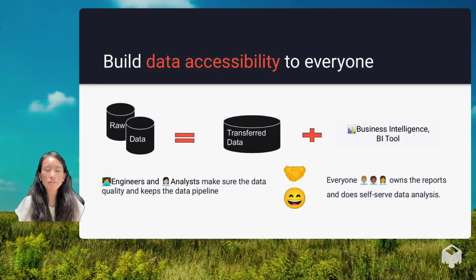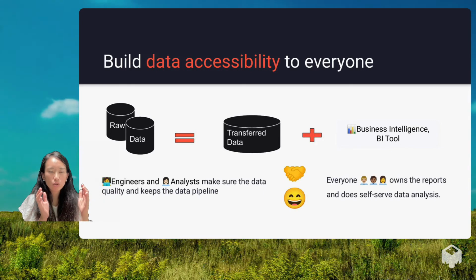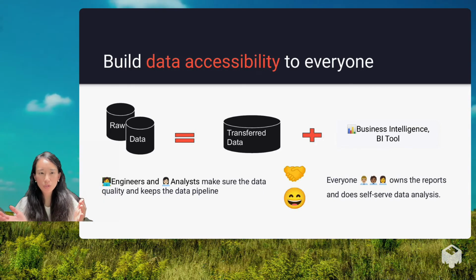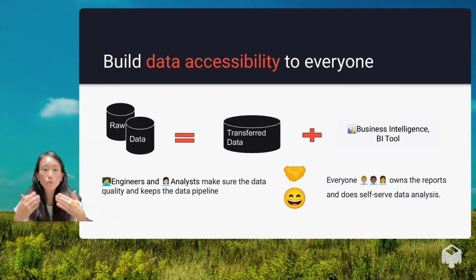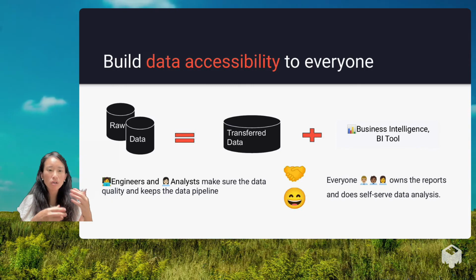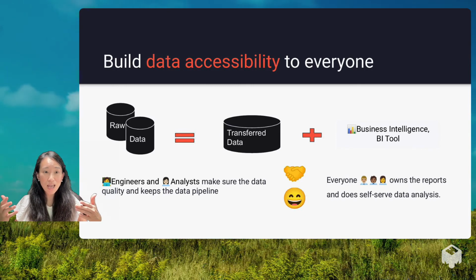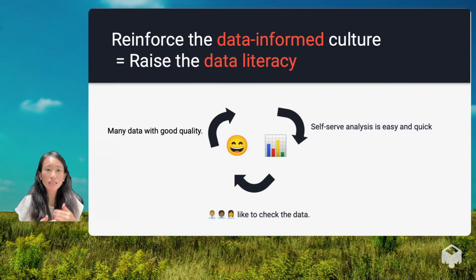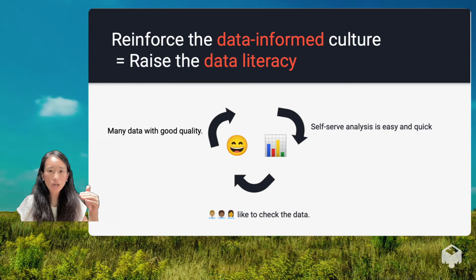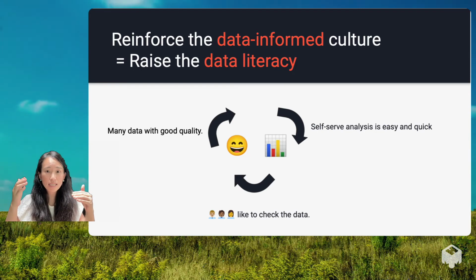Building data accessibility for everyone means engineers and analysts make sure the data is quality and the pipeline from raw data to transformed data is solid, and people can use the BI tool. Everyone else can own the reports. They can change the reports and change the columns anytime they want. So both sides are happy. The most important thing is that it can reinforce the data-informed culture, because when the data has good quality and self-serve is quite easy and quick, everyone likes to check the data. It will raise data literacy. It's a positive cycle.